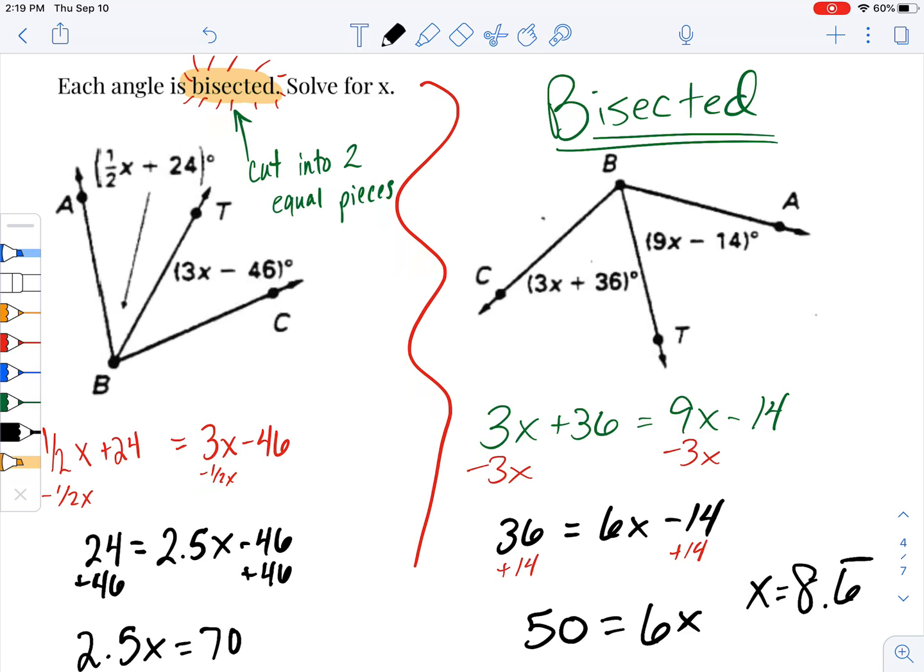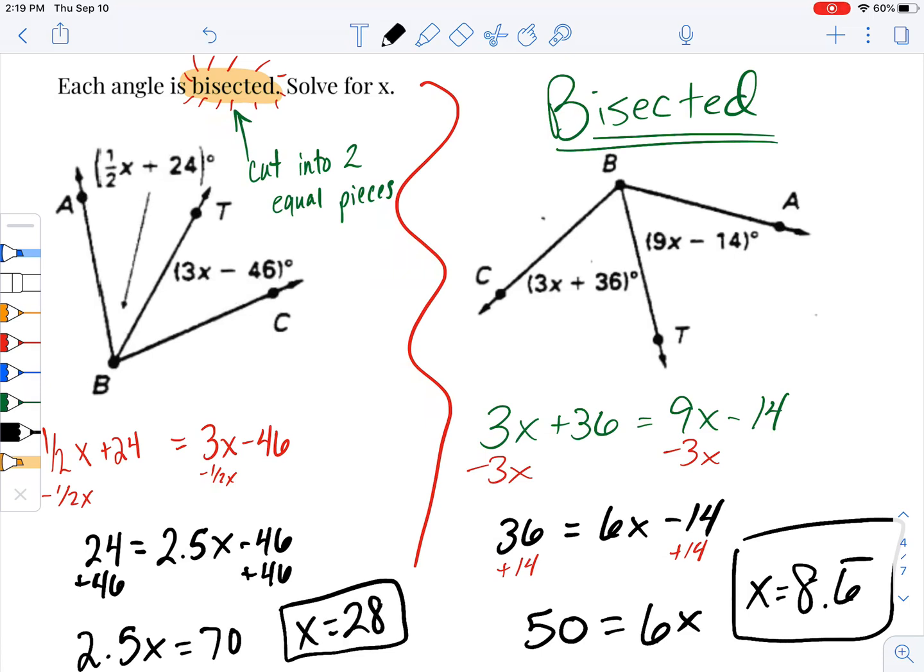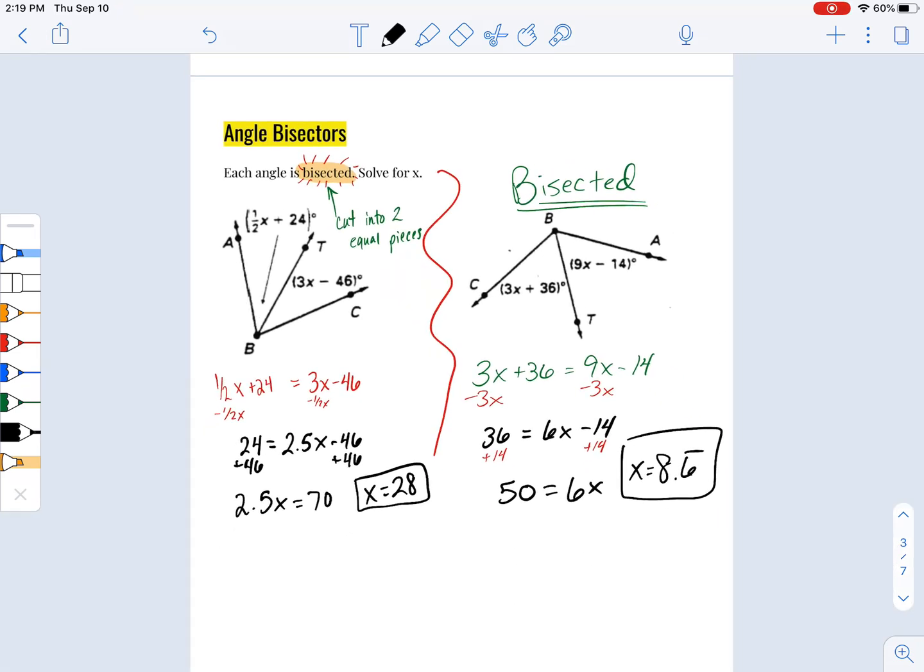And then over here we've got x equals 28. So that's all we need for today's lesson.